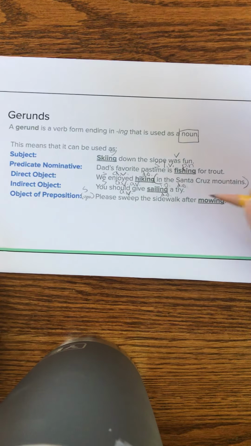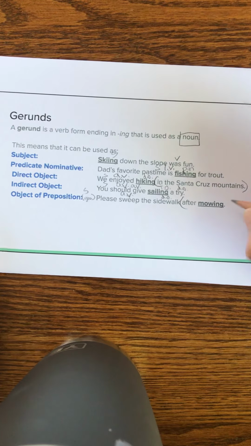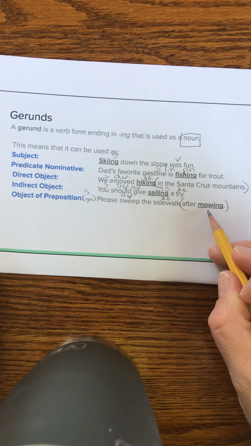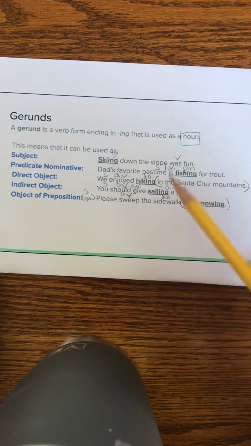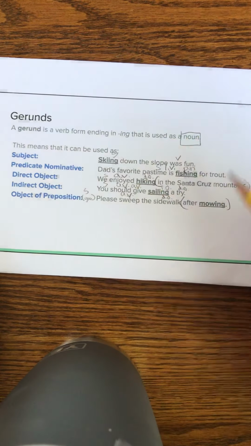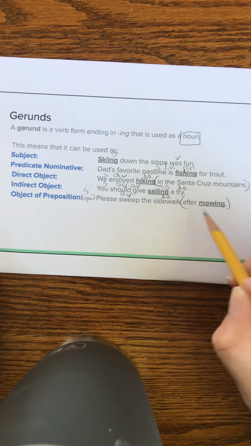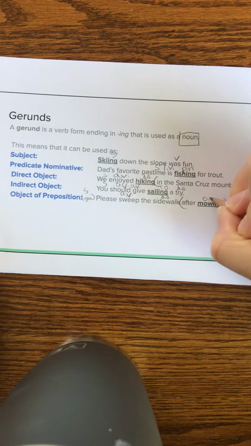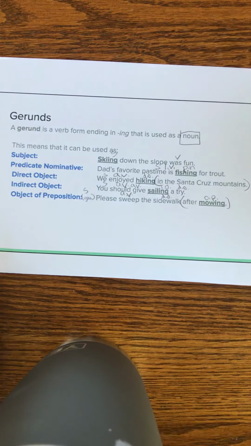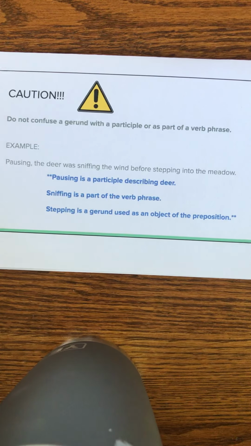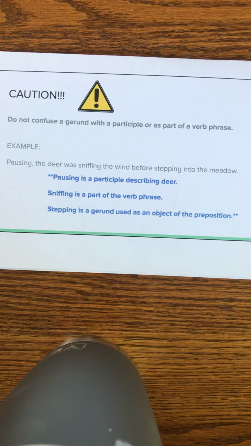And then I see here, after mowing. I know after is a preposition, so this is a prepositional phrase. But look here, mowing is a special type of object of the preposition. It's a gerund because it ends in ing, and it's formed from the verb to mow. But here it's used as a noun. It's the object of the preposition. All right, so that's a quick review of gerunds, right? You want to make sure you don't confuse a gerund with a participle or as part of the verb phrase.